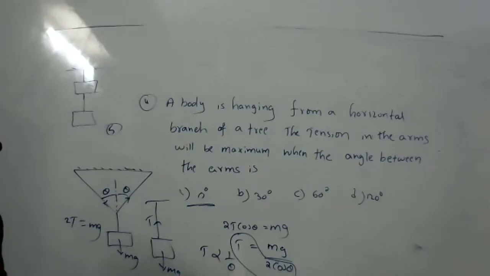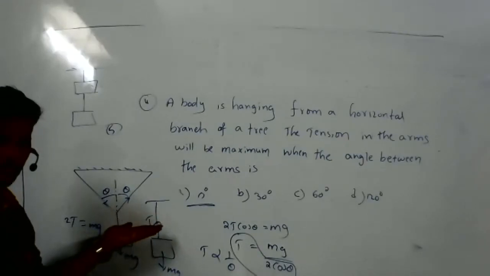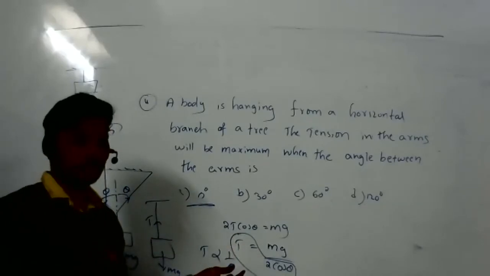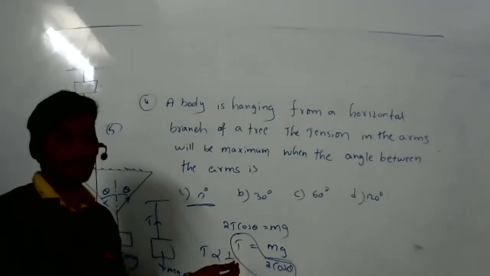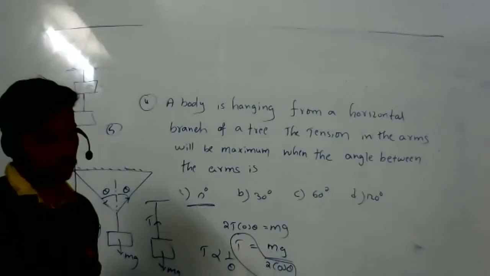Sir, I have a doubt. Sir, maximum possible tension is mg itself, correct? Yes. So mg is equal to mg by 2 cos theta, correct? Yes. So 2 cos theta, and the negative sign also will be there. mg cancels, cos theta will go up, then we get cos theta is equal to minus 1 by 2. So therefore theta is 120 degrees.